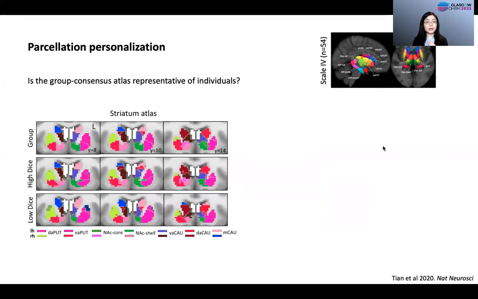And here is an example of the personalized atlas in 2 subjects. We use the dice coefficient to quantify the similarity between the individual specific atlas and the group atlas. We can see that this subject shows a better dice coefficient, and this one shows a lower dice coefficient, and the boundaries between different regions are evident. Clearly, you can see those variations in this picture.